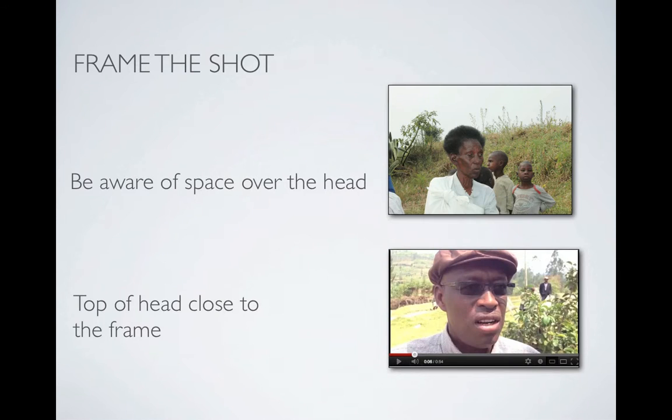Then you should frame the shot. You should be aware of space over the head. If there's too much space over the head, the composition is not too good. But there is also another problem, and that's the sound. You can be almost sure that if there's too much space over the head, you are too far away from the interviewee. If the top of the head of your interviewee is close to the frame, you can be sure that you are close enough to him, and then you'll get a good sound.